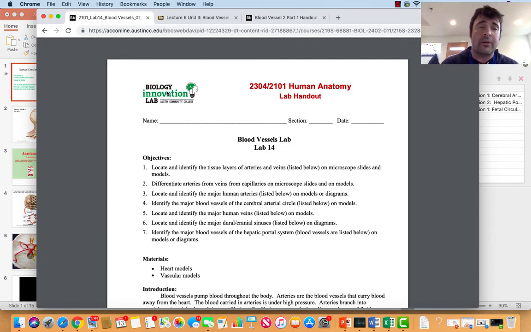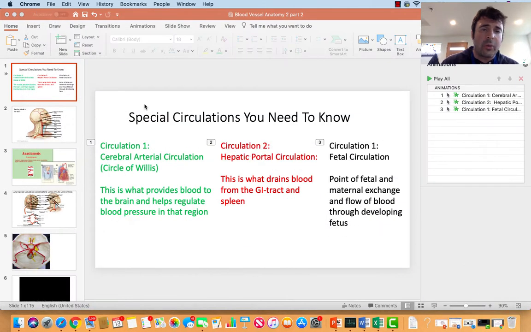Remember that the lab practicals are essentially purely anatomy based. It's image recognition and being able to say, this is where that is, that's what that is. So without further ado, let's get started with our primary focal point today, the special circulations.